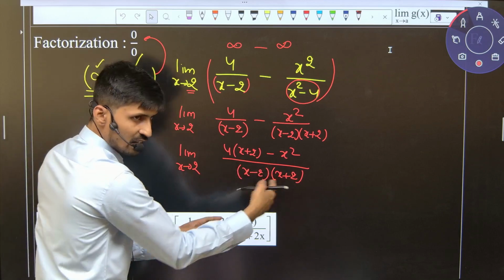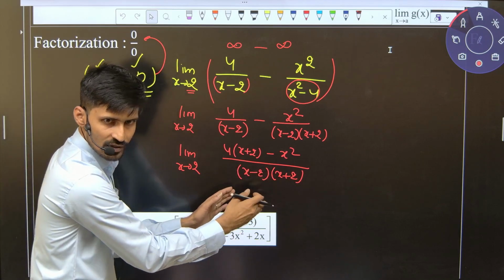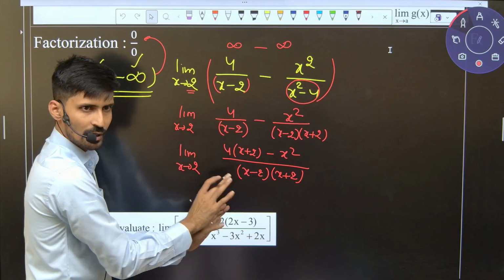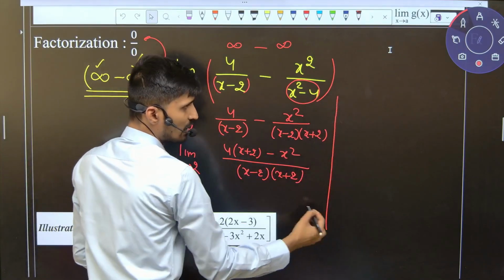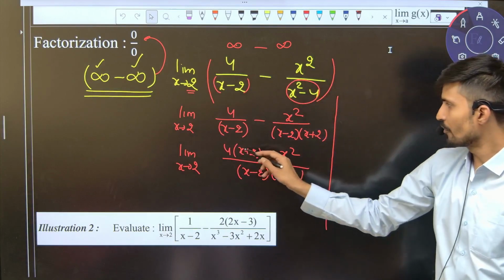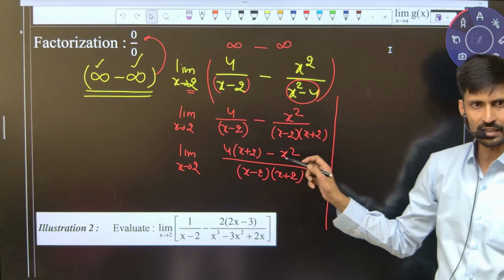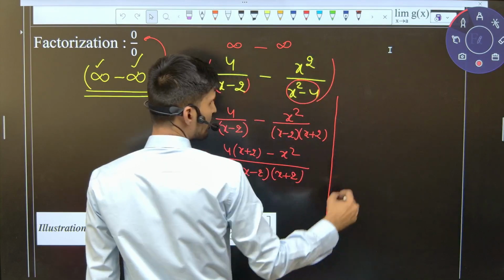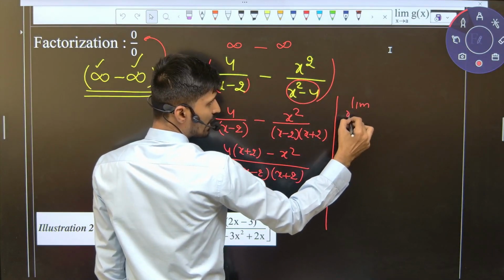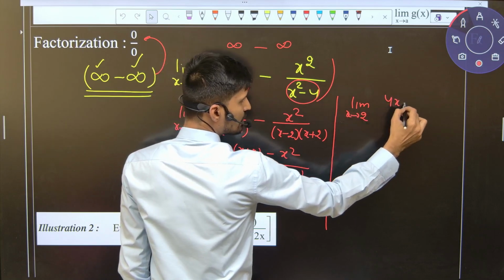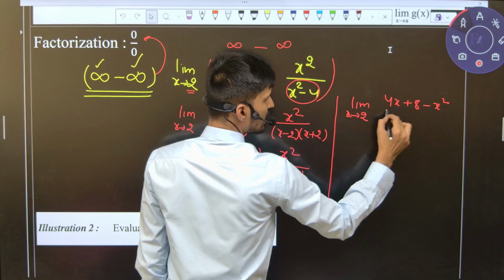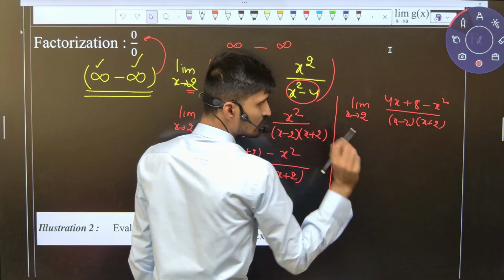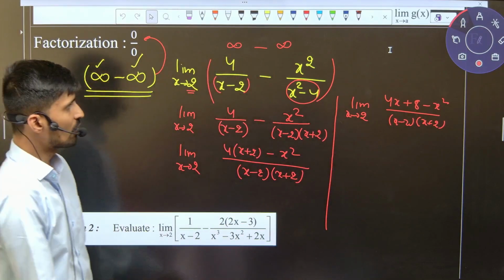See here it is already factorized, don't remove this factorization, because x minus 2 is going to cancel. So keep it x minus 2 like that. Next step, you multiply 4 inside, 4x plus 8 minus x square. This I will write: limit x tends to 2, 4x plus 8 minus x square upon x minus 2 into x plus 2. Now we have to factorize this.